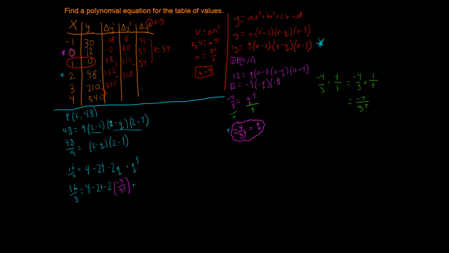Plus t times, and then the same thing, negative 4 over 3t.